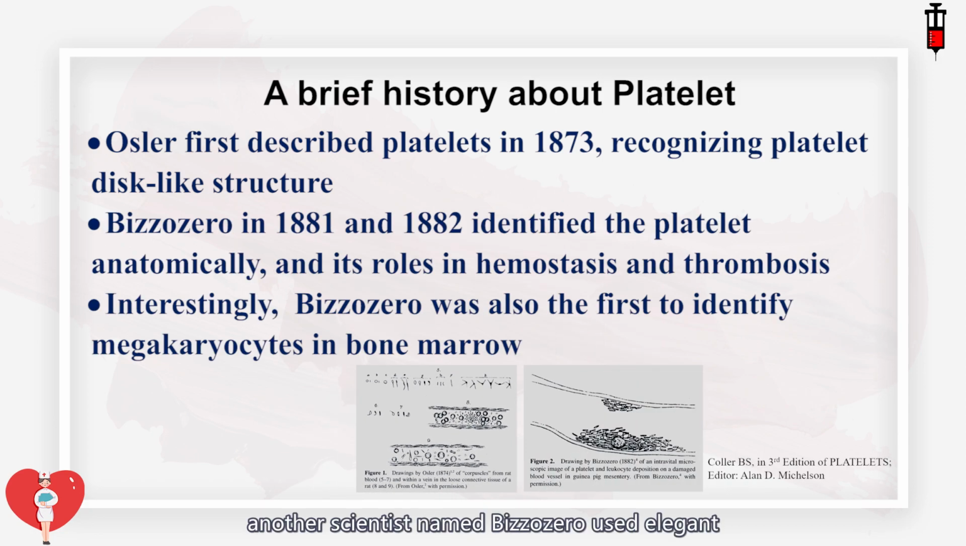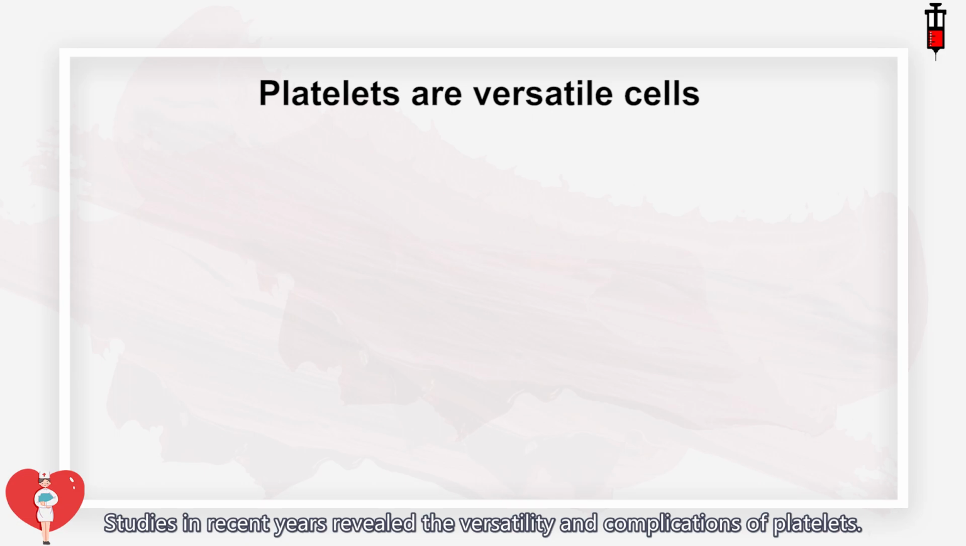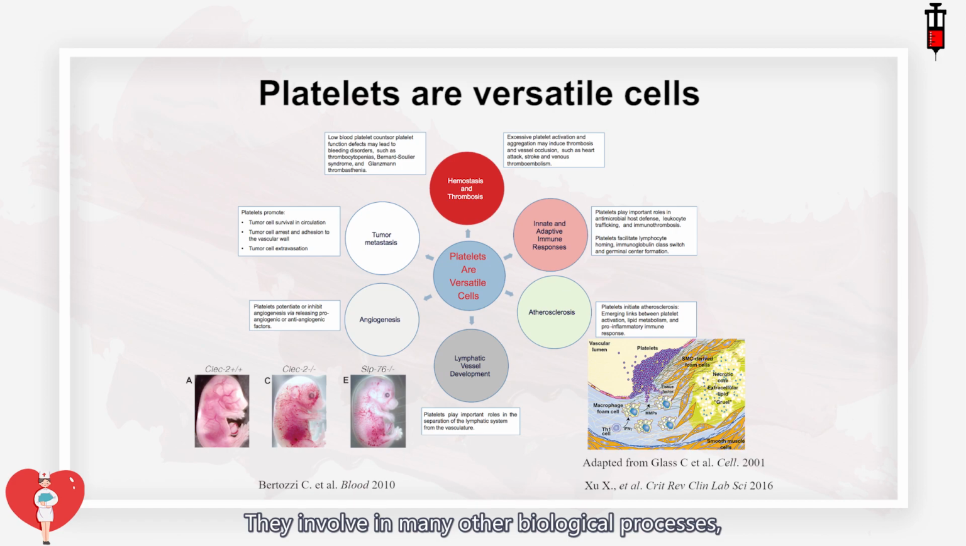Seven years later, another scientist named Bizzozero used elegant and compelling studies to identify platelets, and also found out their role in hemostasis and thrombosis using intravital microscopy in guinea pigs. Studies in recent years revealed the versatility and complications of platelets. They are involved in many other biological processes, such as immune responses, angiogenesis, tumorigenesis, metastasis, and liver regeneration. But of course, they are essential for hemostasis and thrombosis.